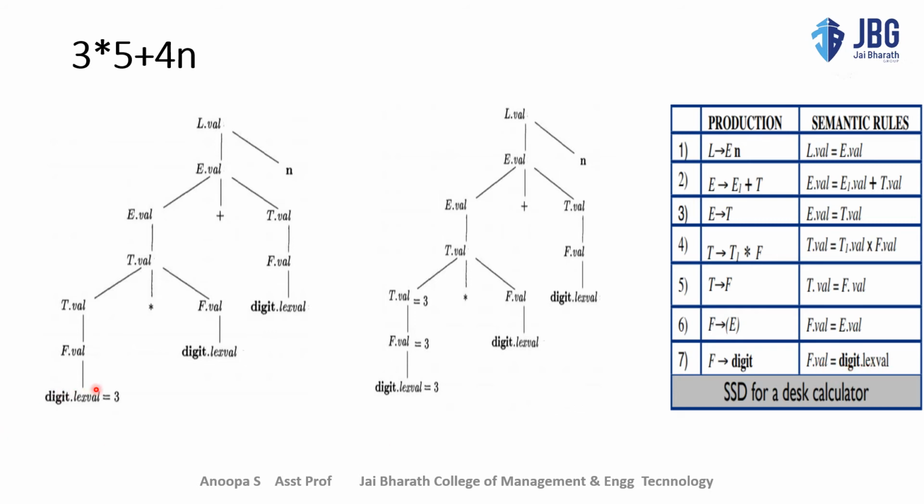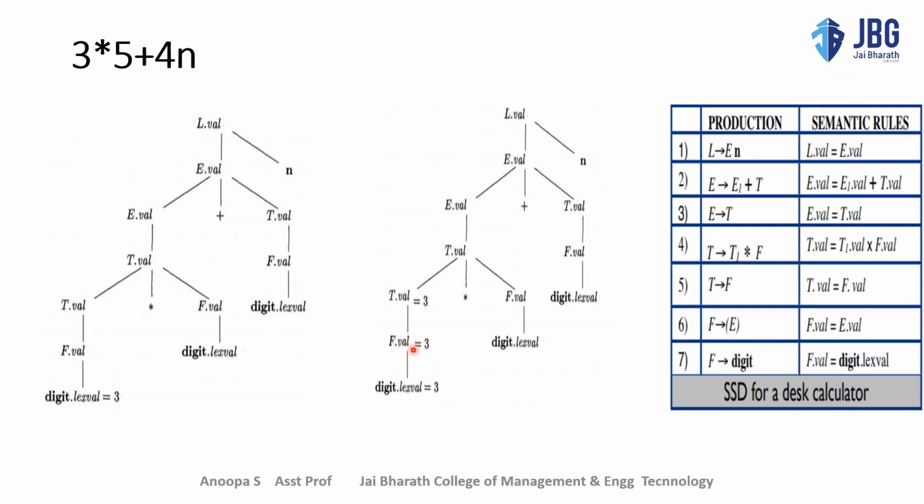So here we had a reduction. I perform the reduction and go for the production. Whenever we have a reduction, go for the production and perform the semantic action. The action is F dot val equal to digit dot lexval. So I have to give this digit dot lexval to F dot val. That is what I have given here. This digit dot lexval is given to F dot val. So here also I have a reduction, right? So this F dot val.